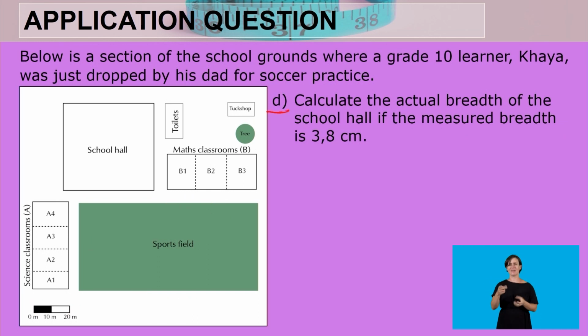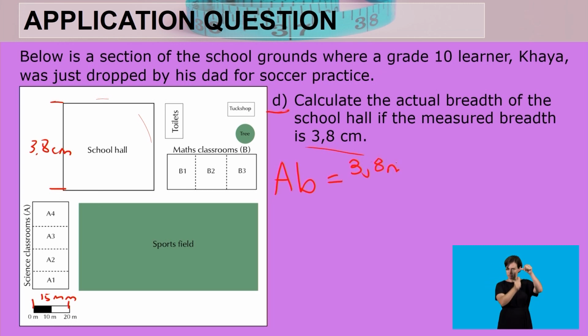D says, calculate the actual breadth of the school hall. The width of the school hall, they give us that it's 3.8 centimeters. If the measured breadth is 3.8, remember we are still using the very same scale. So our bar length is still 15 millimeters is to 20 meters. So we calculate the actual breadth. We say actual breadth is equal to 3.8, which is our measured breadth, 3.8 centimeters.